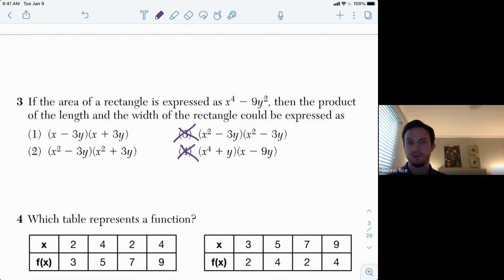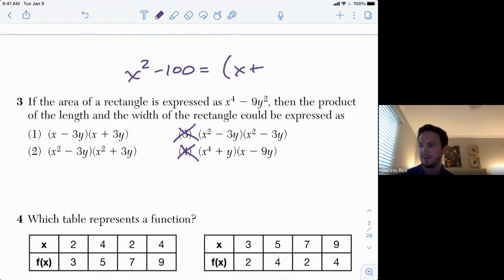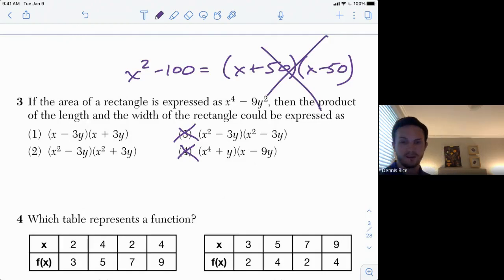What do we do with variables? We cut them in half. And with numbers, we take the square root. The trick with dots, don't do this if you have a nice easy dots. People do this, right? They say, oh, x plus 50, x minus 50. Yeah, we cut variables in half, but we don't do that with numbers. We're taking the square root of any constant.